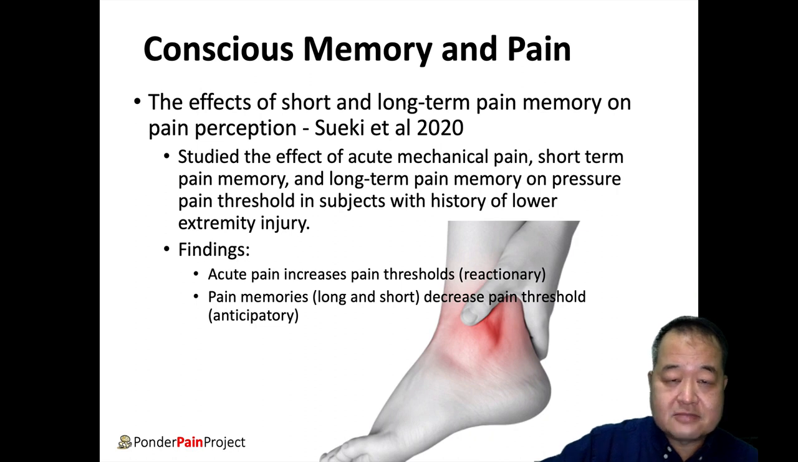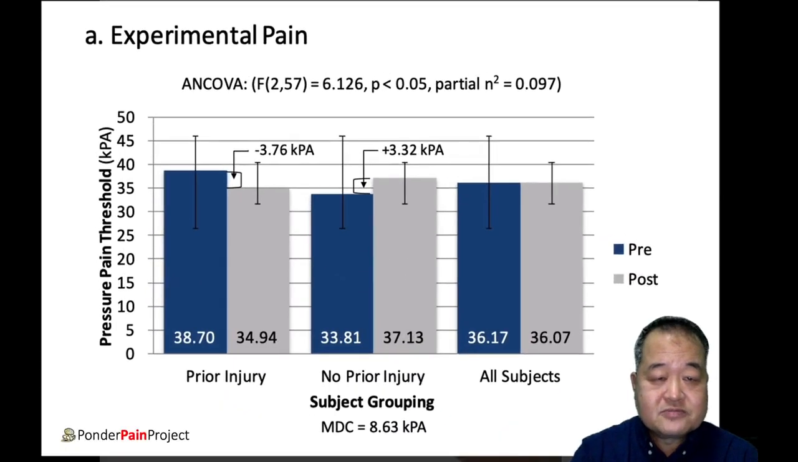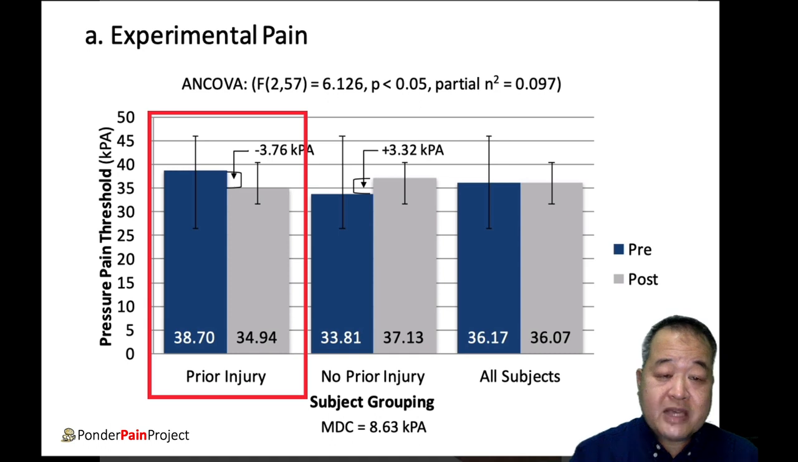So what were our findings? Well, it's interesting. If you take a look at the diagram on the top left, you'll see that when we gave someone an experimental mechanical pain, the people with a prior injury experienced pain a lot quicker. So they experienced pain faster than people who didn't have a prior injury.